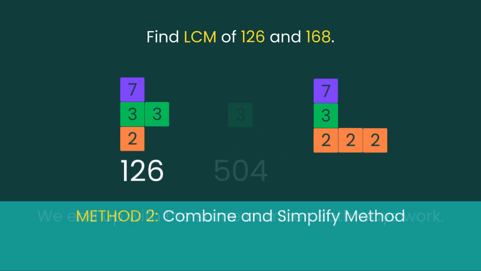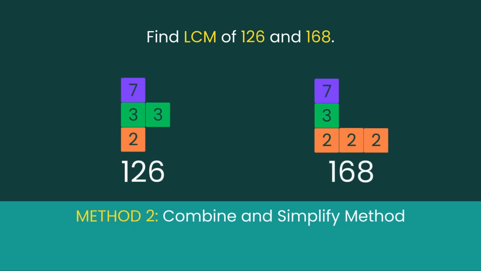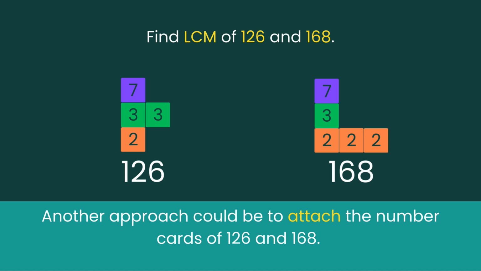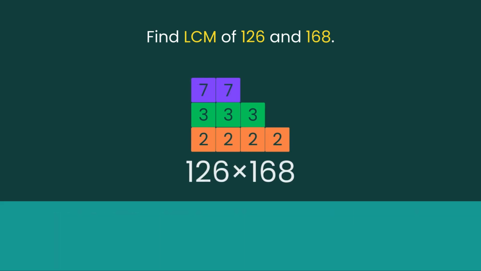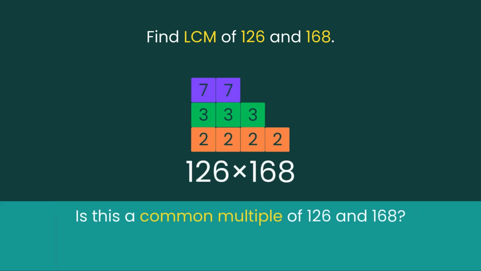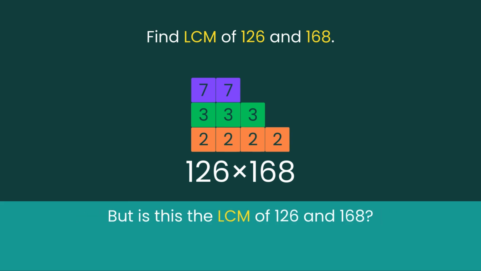Can you think of any other approach? Pause the video and think about it for a moment. Fantastic idea! Another approach could be to combine the number cards of 126 and 168. Is this a common multiple? Yes, it is. But is this the LCM of 126 and 168? Good observations. This is a common multiple, but not the LCM.